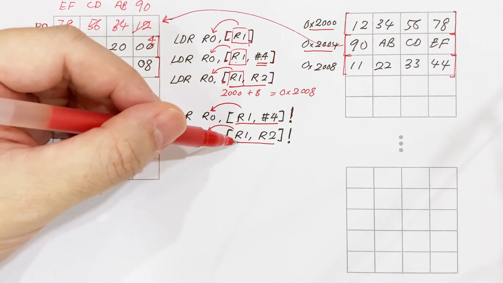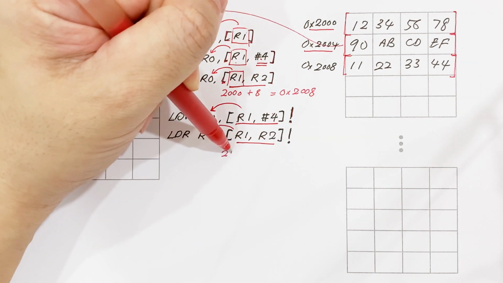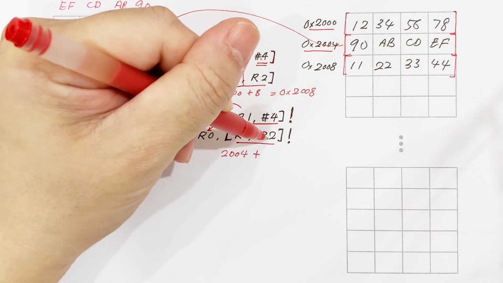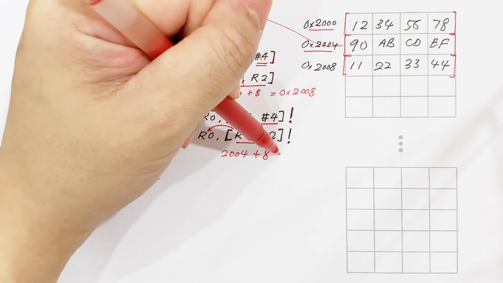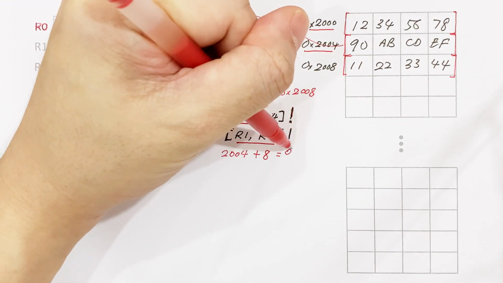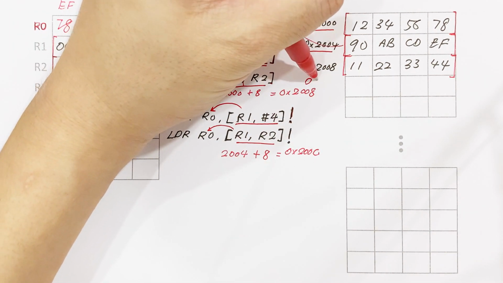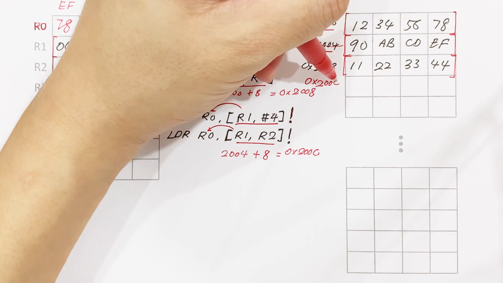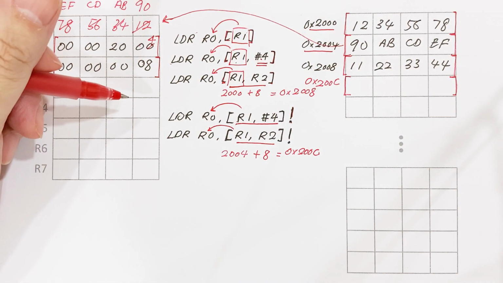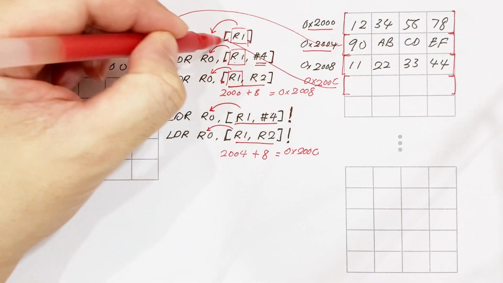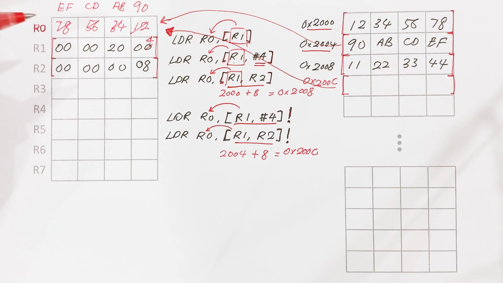So the new value for register 1 when we try to execute this instruction would be 2004 plus the register offset, which is 8 in this case. So the value is 0x2000C. So this is where the address is, and this is the data that we are interested in, that we want to move to replace the value at register 0.